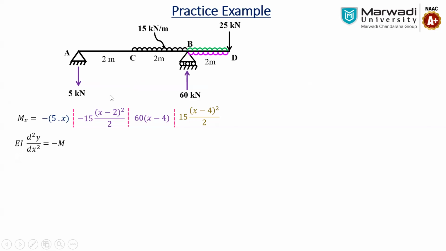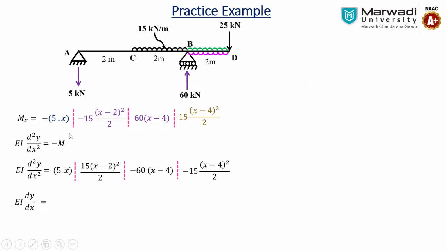EI d2y by dx2 will be equal to minus M. We have to change the sign of this. That is the equation of the curvature. Next step, we have to do the integration of it, which will give the slope. So in the first part of the integration, we have to write the integration constant.